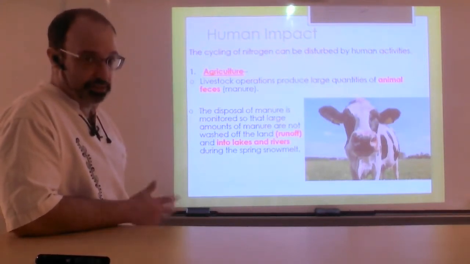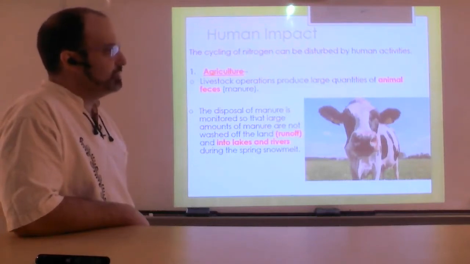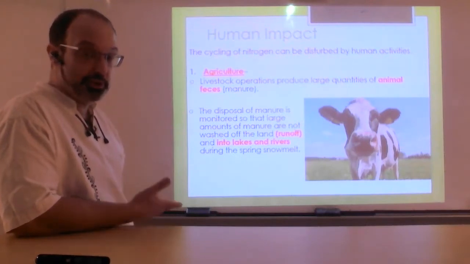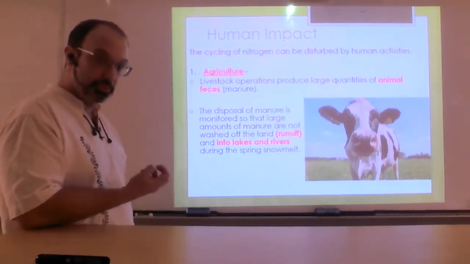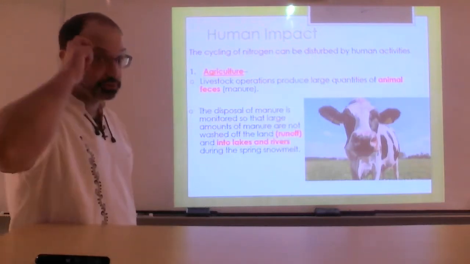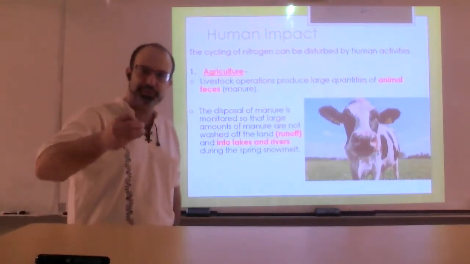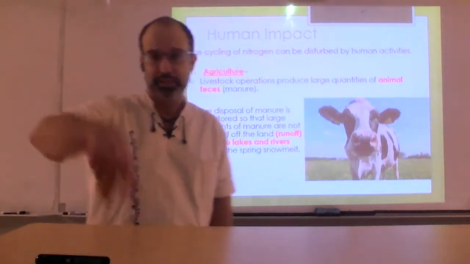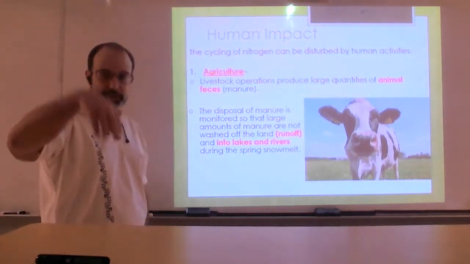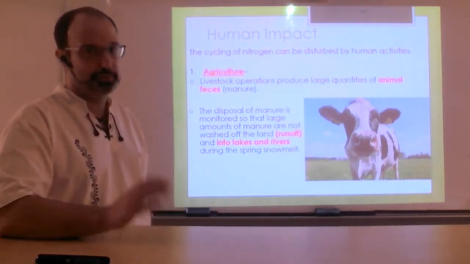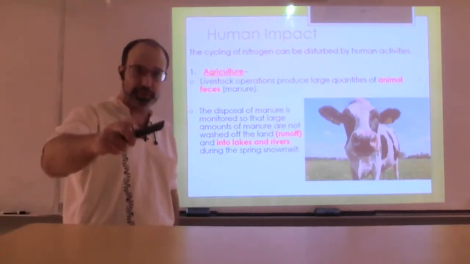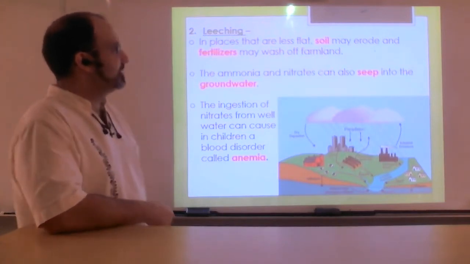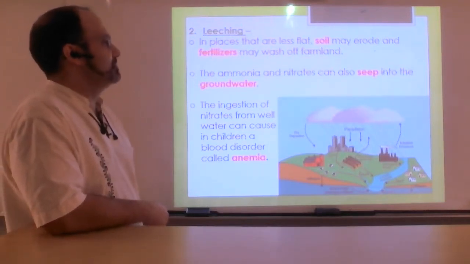We're pretty flat here, in case you haven't noticed. So we don't necessarily get a lot of runoff from rain, but we do in the spring because the ground is still frozen, so it can't absorb the water, so the water just slides along the ground. So in the spring, when the snow melts, if there's a bunch of poop just lying out on the field, it'll get washed into the rivers. Huge nitrate spike kickstarts the production of algae and stuff. Big problem. So that's our first one, right? So it's mostly from animal farming. Okay? Two, leaching. In places that are less flat, soil may erode and fertilizers may wash off of farmland.